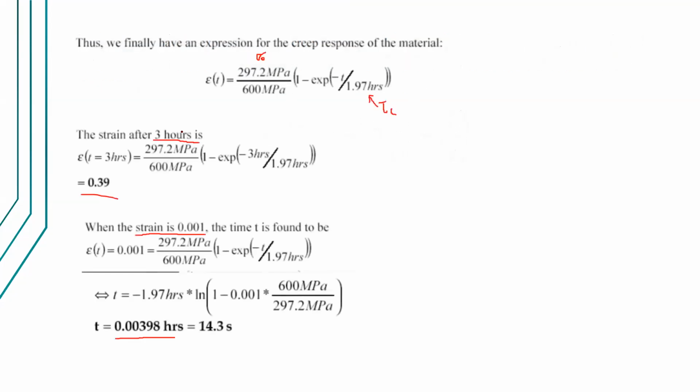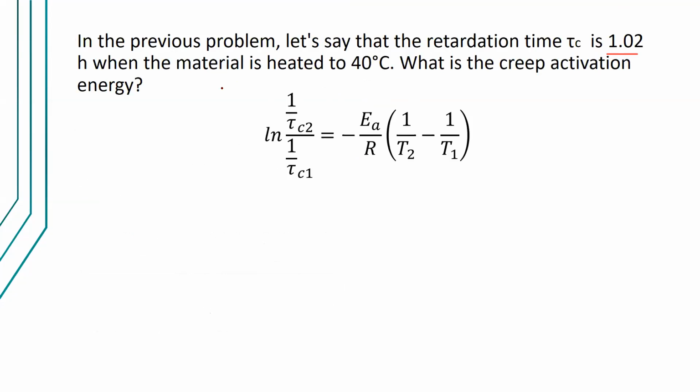Now let's say in the previous problem that the retardation time is 1.02 hours. Earlier, the retardation time was 1.97. Now it is 1.02 when you heated the material up to 40 degrees Celsius. So when you heated the material to 40 degrees Celsius, the retardation time is now 1.02 hours from the previous 1.97. The question here is: what is the creep activation energy?